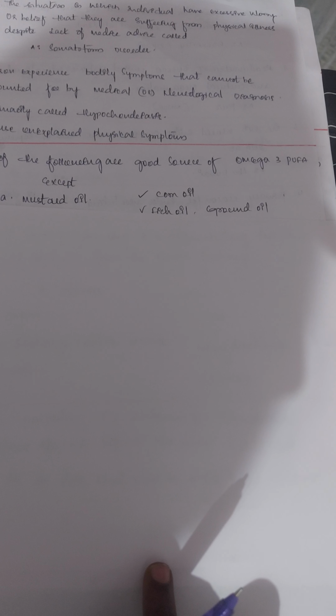Okay, the next question. All of the following are good sources of omega-3 polyunsaturated fatty acids except, okay, so here you can see the answer, mustard oil. Except mustard oil, corn oil, fish oil, and ground oil contain omega-3 polyunsaturated fatty acids. Okay, the next, which of the following is a differentiating test between mucus and CSF from the nasal discharge?